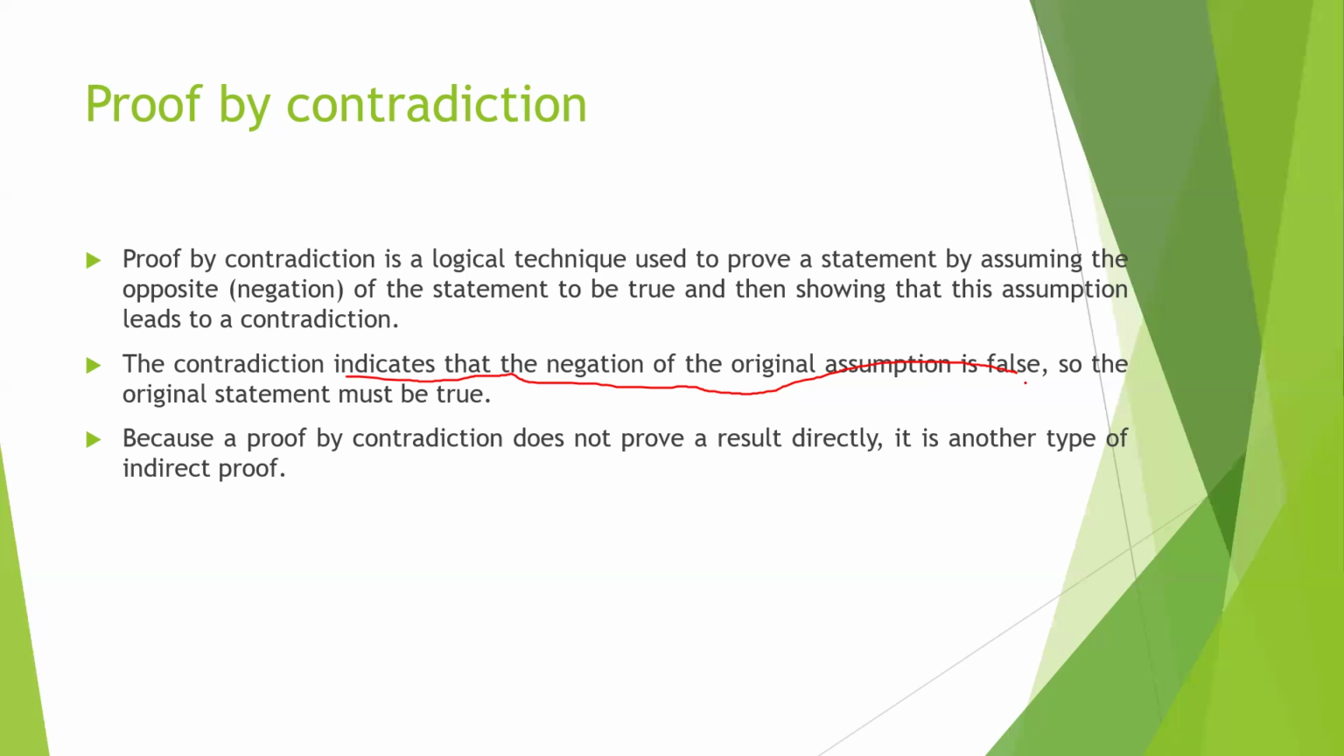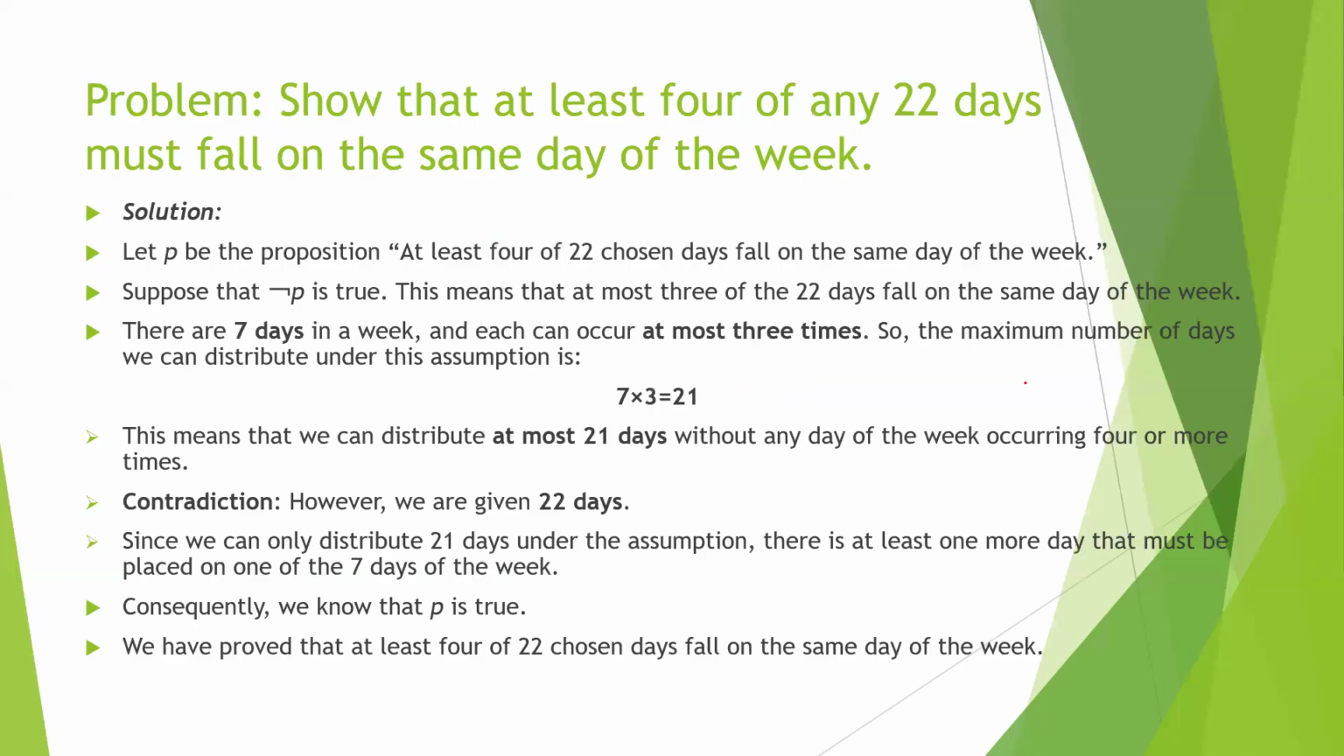Okay. So the steps to do the proof by contradiction: we just take the negation of the original statement and we try to prove that it is false. If it is false, then we can simply say that the original statement is true. Okay. So let me take an example. First, go through the problem.